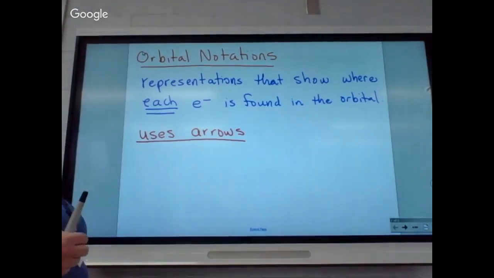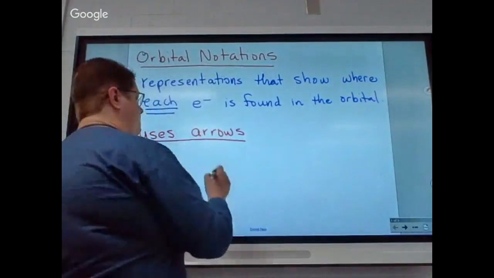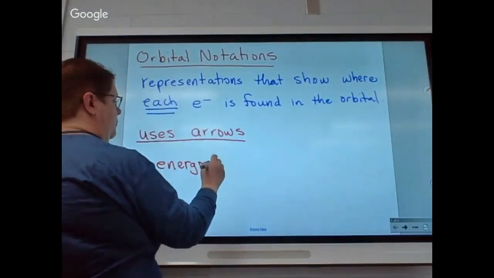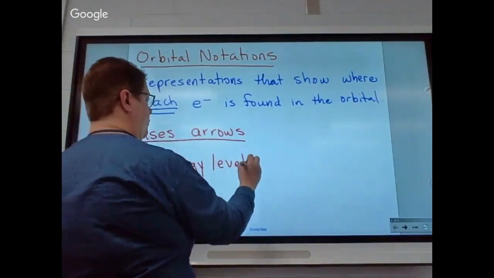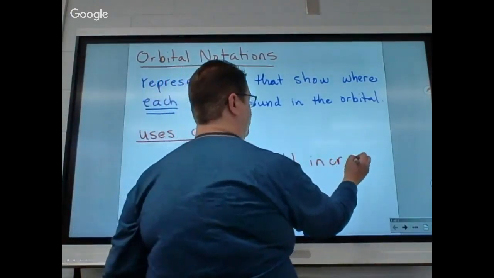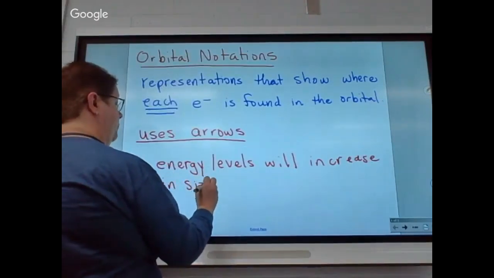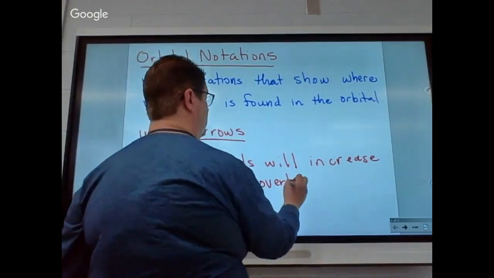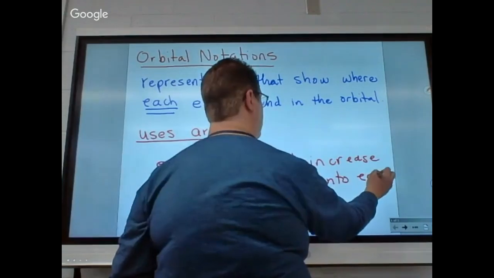Now, in order for us to do this, there's going to be what's called orbital overlap. Okay? The energy levels will increase in size and overlap onto each other.